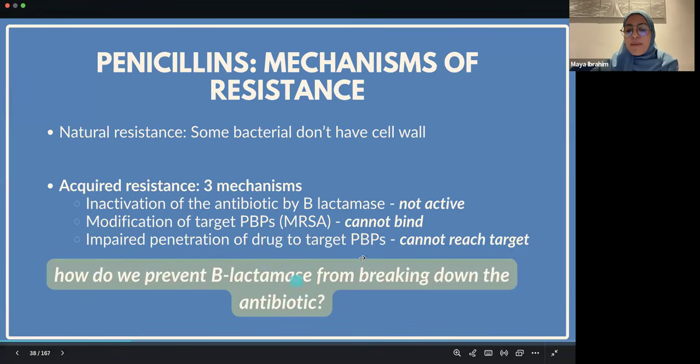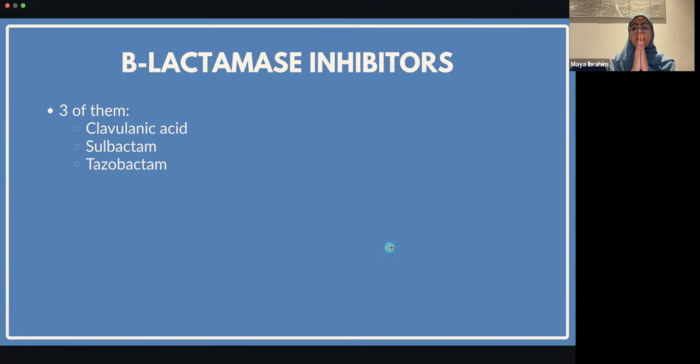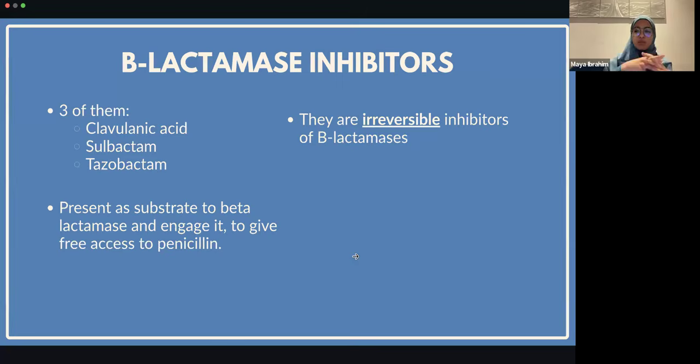Now, how do we prevent beta-lactamase from breaking down the antibiotic? We have beta-lactamase inhibitors, okay? Because the bacteria sometimes secrete this and we don't want to break down the antibiotic. So there's 3 of them: clavulanic acid, sulbactam, and tazobactam. Now, these are used in combination with the penicillins. It's like they're a crew. I'm going to go beat the cell wall, you're going to go beat beta-lactamases. So they work together. And they present as a substrate to the beta-lactamase and engage it to give free access to penicillin.